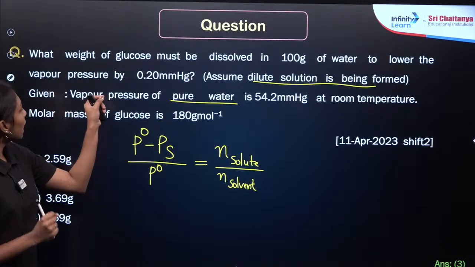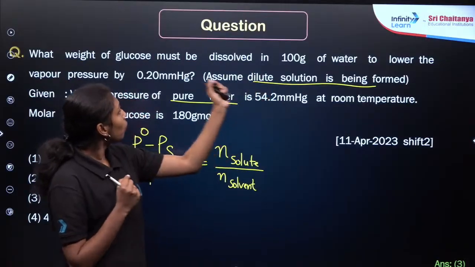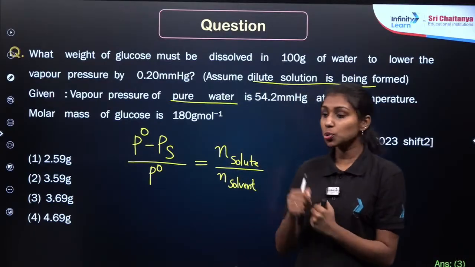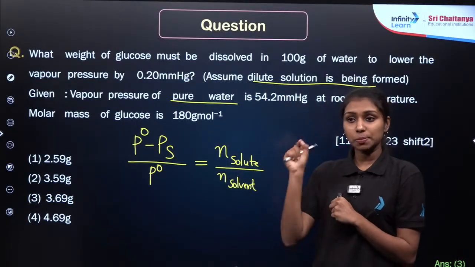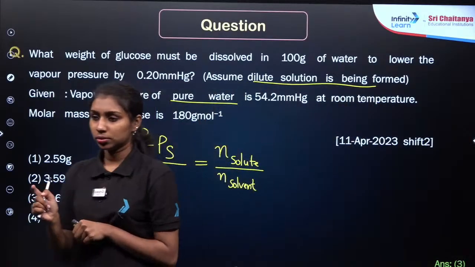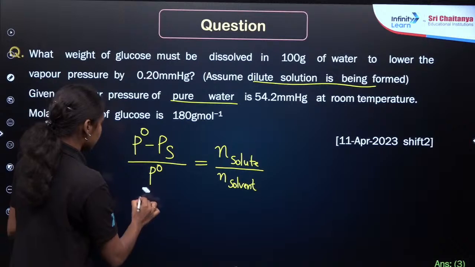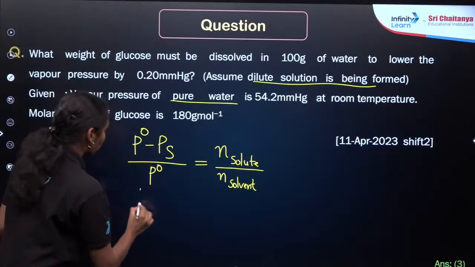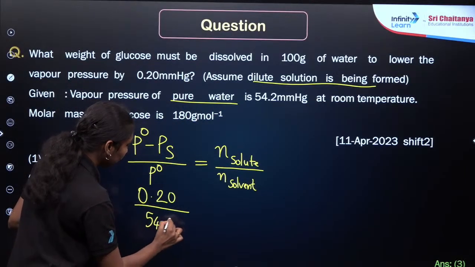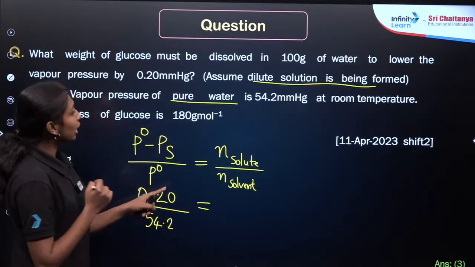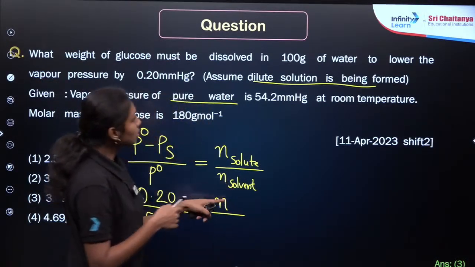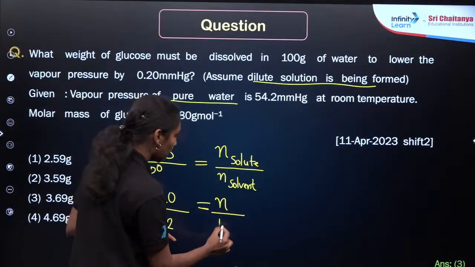15 lakhs. Okay, in the question it is given as, if you are adding a certain amount of glucose to the 100 gram of water, the vapor pressure is lowering by 0.20 mmHg, which means that the term P0 minus Ps is equal to 0.20, right? 0.20 divided by P0, the value is given as 54.2, right? Then the number of moles of solute, that we need to find out. Then number of moles of solvent, here it is 100 gram by 18, right?